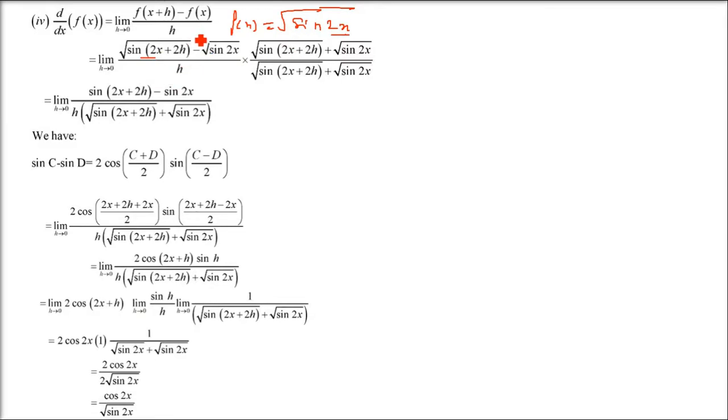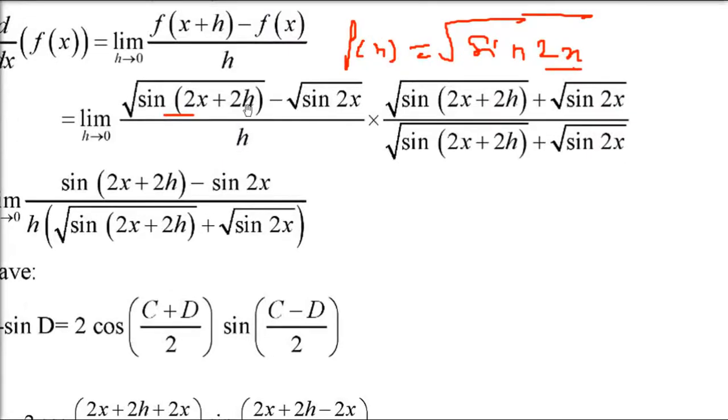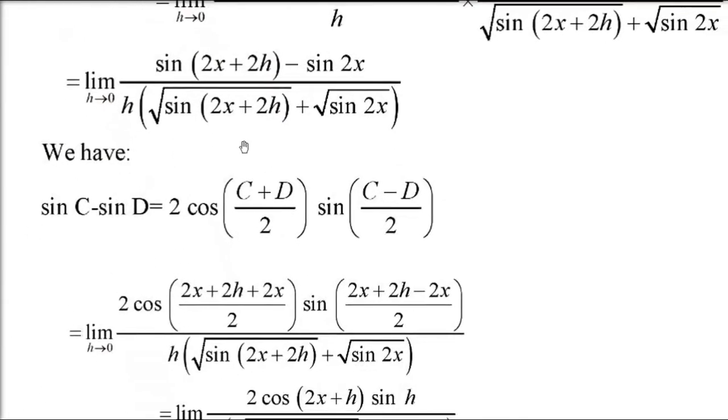So we have (sin(2x + 2h) − √sin 2x) by h. Now as I said, we can do nothing from here unless we apply the rationalization factor. So take the conjugate plus and multiply numerator and denominator. Now this will be (a − b)(a + b), so it will be a square minus b square. So sin(2x + 2h) − sin 2x will come. Denominator, don't worry about this. Denominator will never hamper your solution.